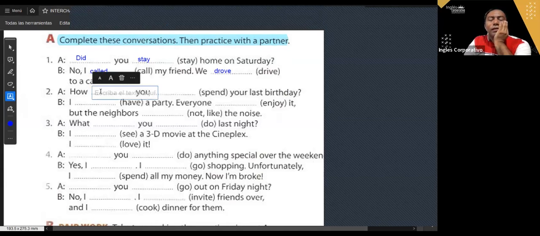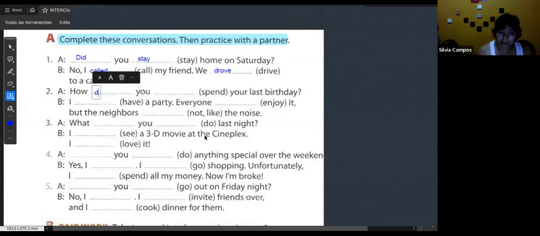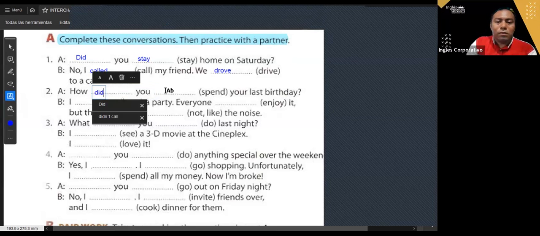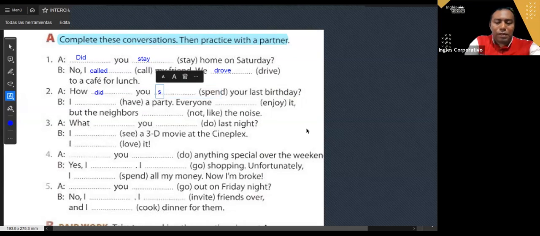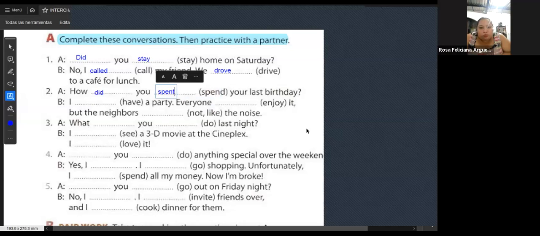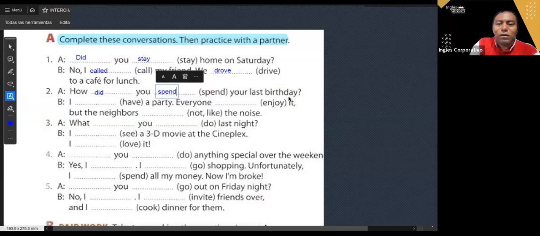Okay, now the next one, the number two. How did you spend? Spend, así, ¿verdad? No, ese es el pasado. Spend with letter D, right? Excellent. Spend your last birthday.